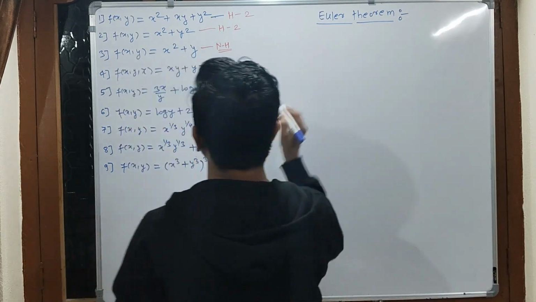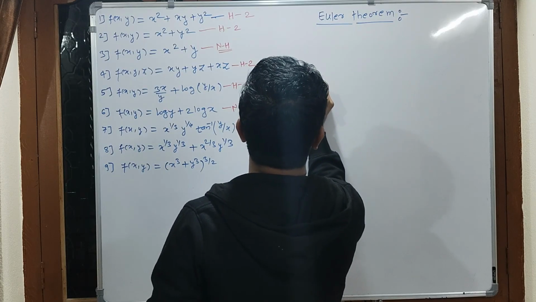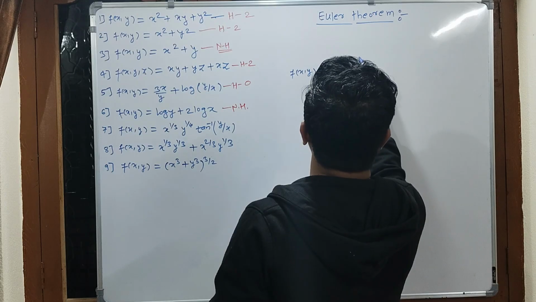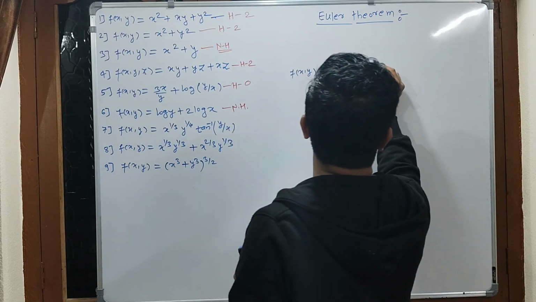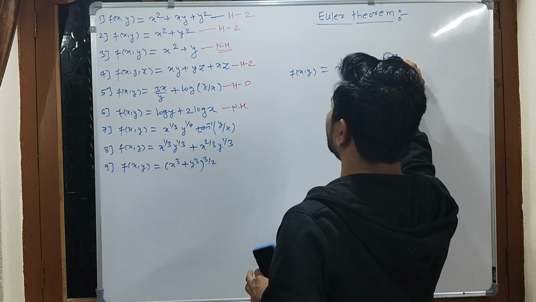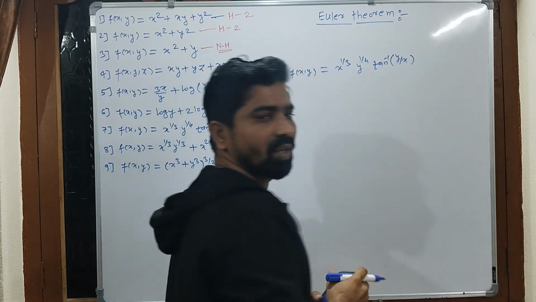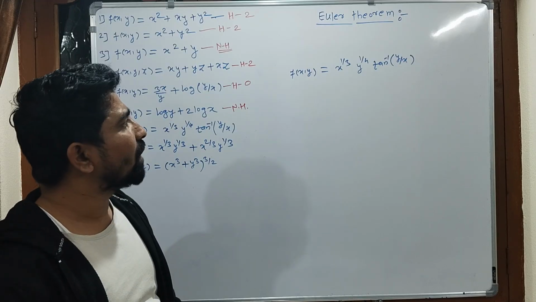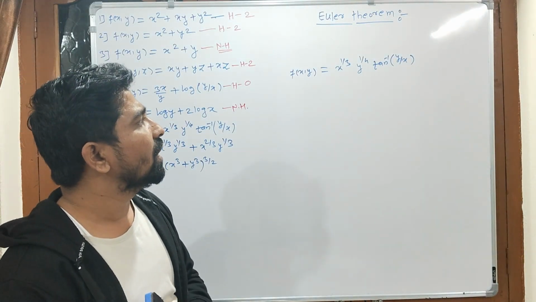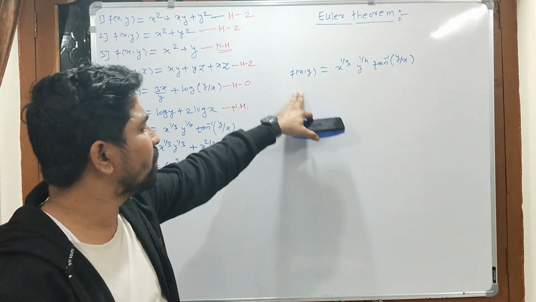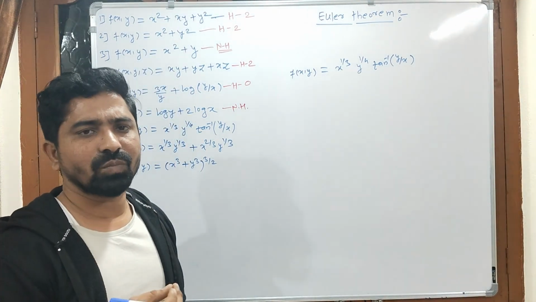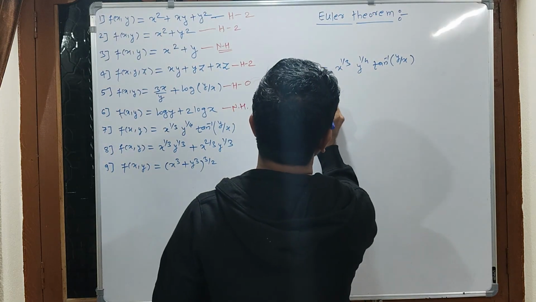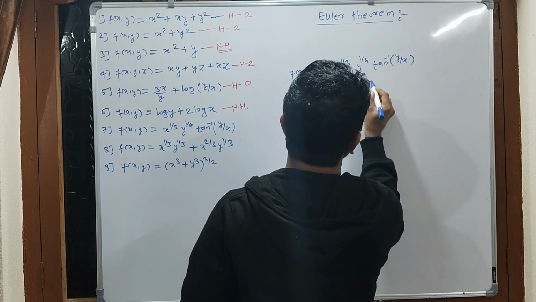Now here example number 7 is defined as f of x comma y, which is equal to x to the power 1 by 3, y to the power 1 by 4 into tan inverse of y by x. I want to check whether this function is homogeneous or not. First I will go by the definition: replace x by tx and y by ty.